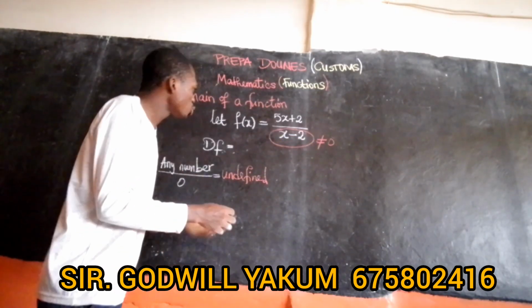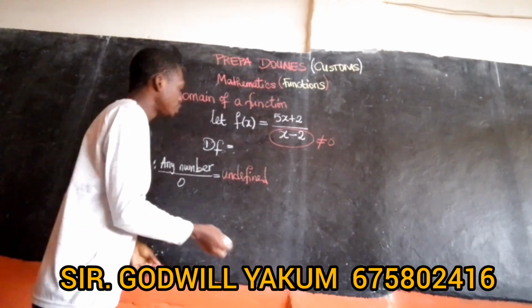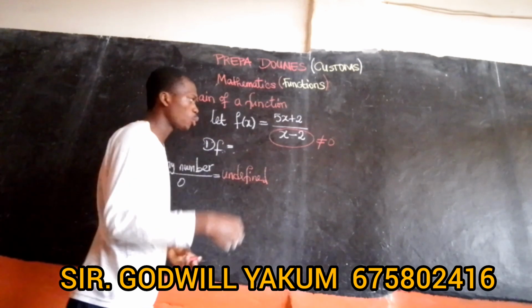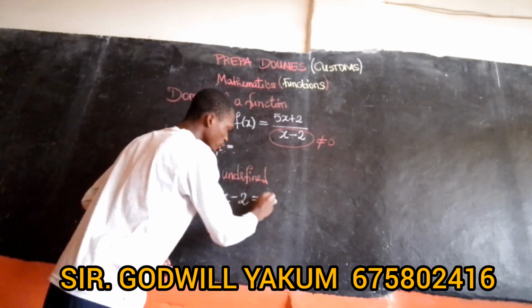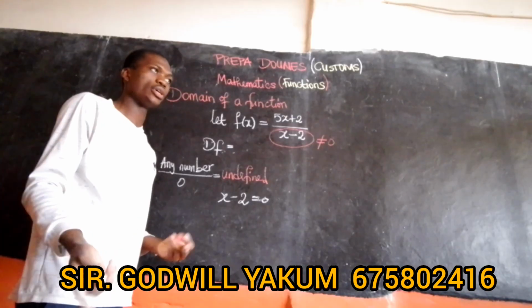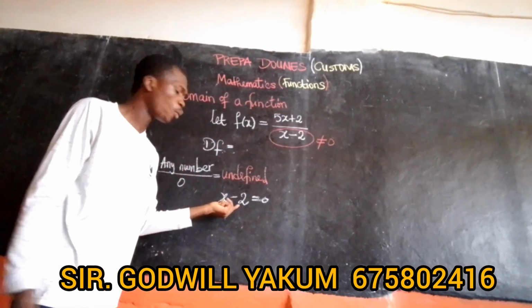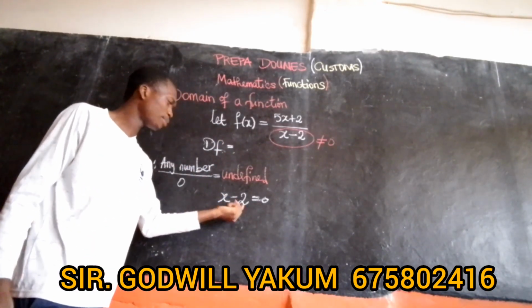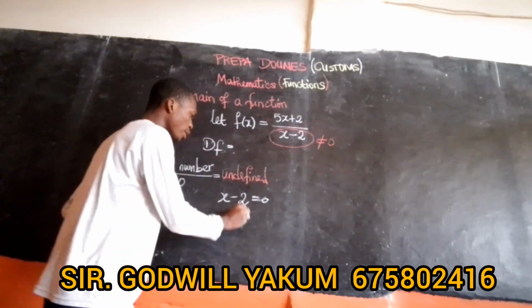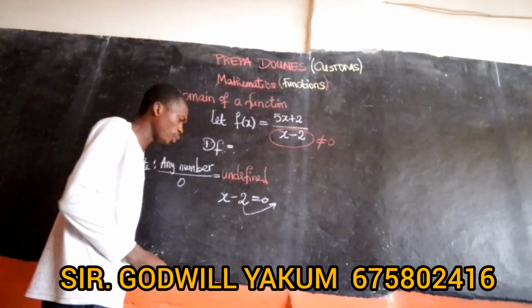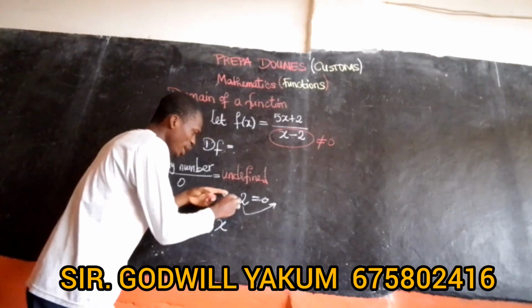So now, how to find the domain? The first thing, you let the denominator be equal to 0. This is it. x minus 2 equal to 0. Any common person with a normal brain will know that if x minus 2 is equal to 0, then x is equal to 2. How do we do that? We flip this to the right hand side of the equation and we have that x.